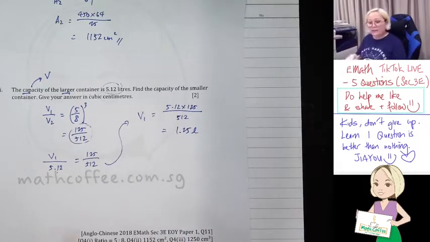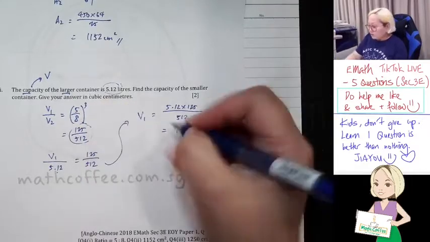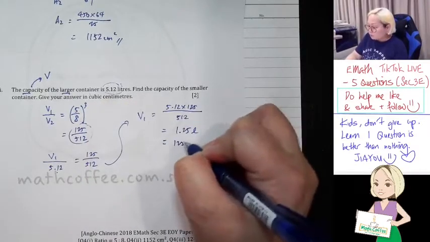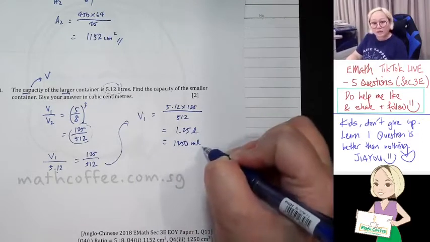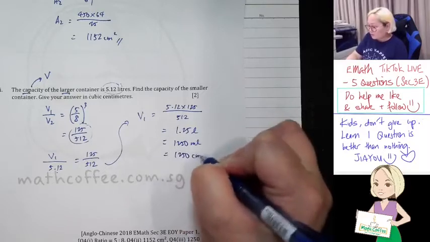But we are not done yet because the question asks you to give in cubic centimeter, which is cm cube. So change this to ml, which is 1250 ml. Times 1000, I will get the ml. ml is the same as cm cube. So it's 1250 cm cube. Done.